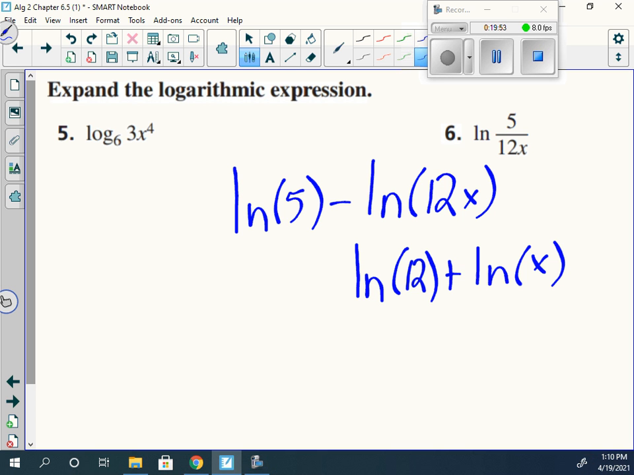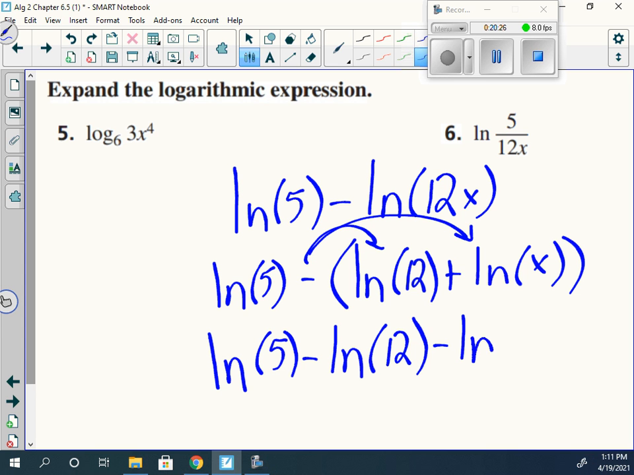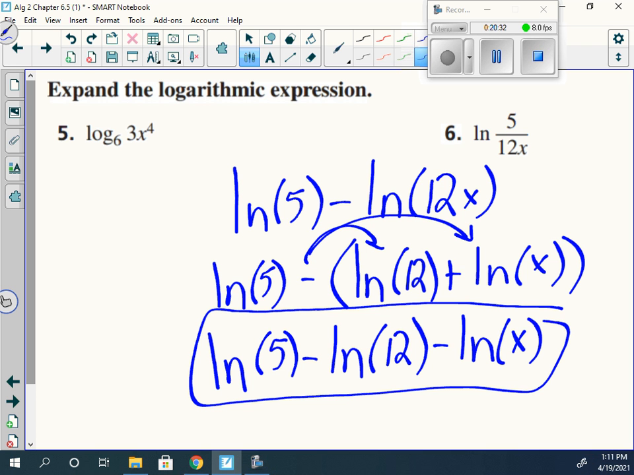But one thing we need to be careful with is the negative. Because both of them are in the denominator, that negative needs to be applied to both of them. So we can rewrite it as ln of 5 minus parentheses ln of 12 plus ln of x in parentheses. Or we can distribute that negative through to both of these, which would be ln of 5 minus ln of 12 minus ln of x. These would be the same thing, but we just have it written in a different way.